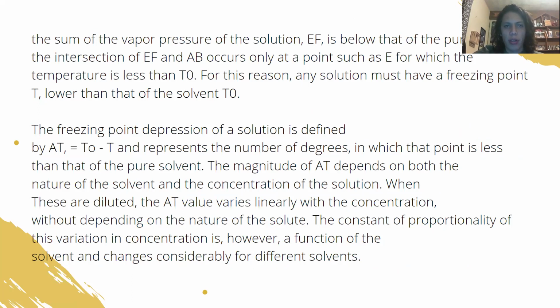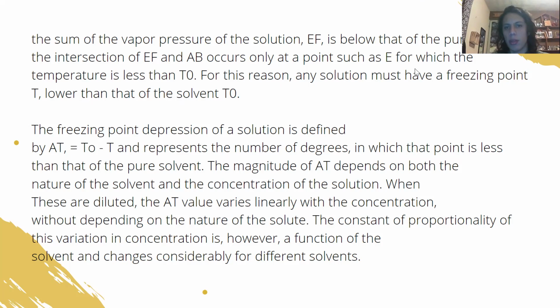The vapor pressure of the solution, EF, is lower than the vapor pressure of the solvent. The intersection of EF and AB occurs at the point E, for which the temperature is less than T0. For this reason, any solution must have a freezing point T lower than the solvent's T0. The freezing point depression of the solution is defined by ΔT = T0 - T.